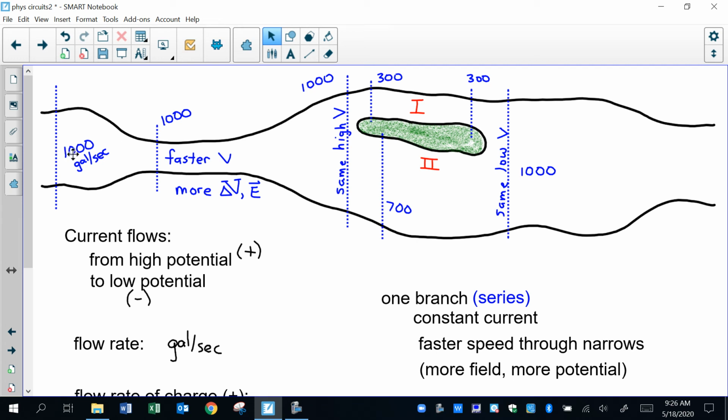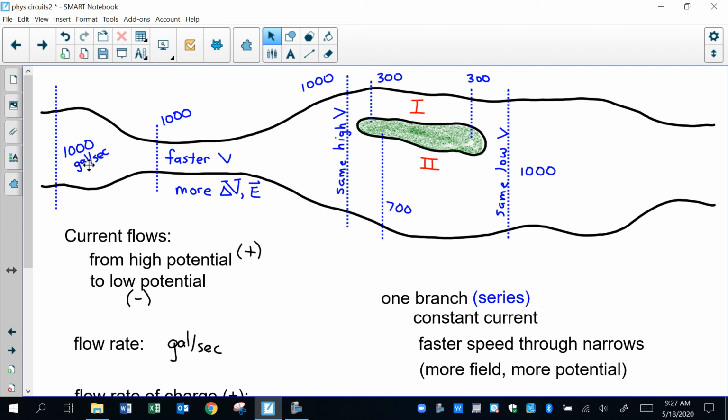When I have one single path, we call that a series. We say that we have a series circuit. So I have one location which leads to another, which leads to another, and due to conservation, we cannot lose or gain any charge along the way. So in this case, with our water example, I have 1,000 gallons going by every second. I have to have 1,000 gallons going by every second everywhere, otherwise I get a backup of water and nothing flows. Notice I have gallons per second, not meters per second.